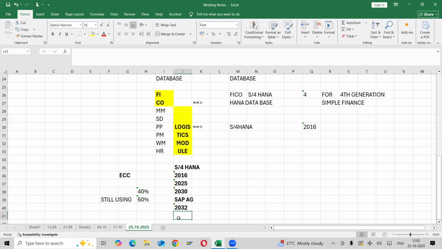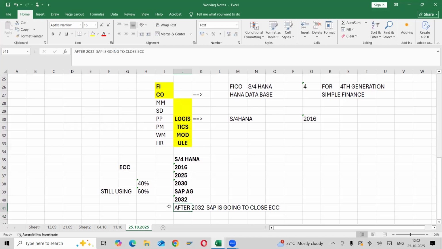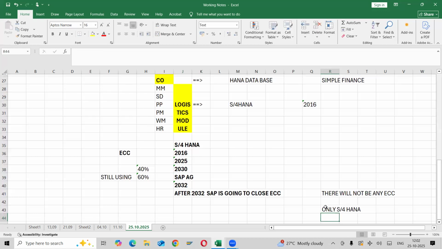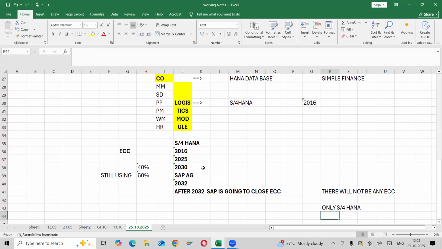And after 2032, as of now, whatever deadline SAP has given, that's what I'm saying: after 2032, if any company is not migrated to S4 HANA, SAP is going to close ECC completely. Again, I'm telling you, this is what they are saying. After 2032, there will not be any ECC. We'll have only S4 HANA. Clear? So now we are in 2025, right?